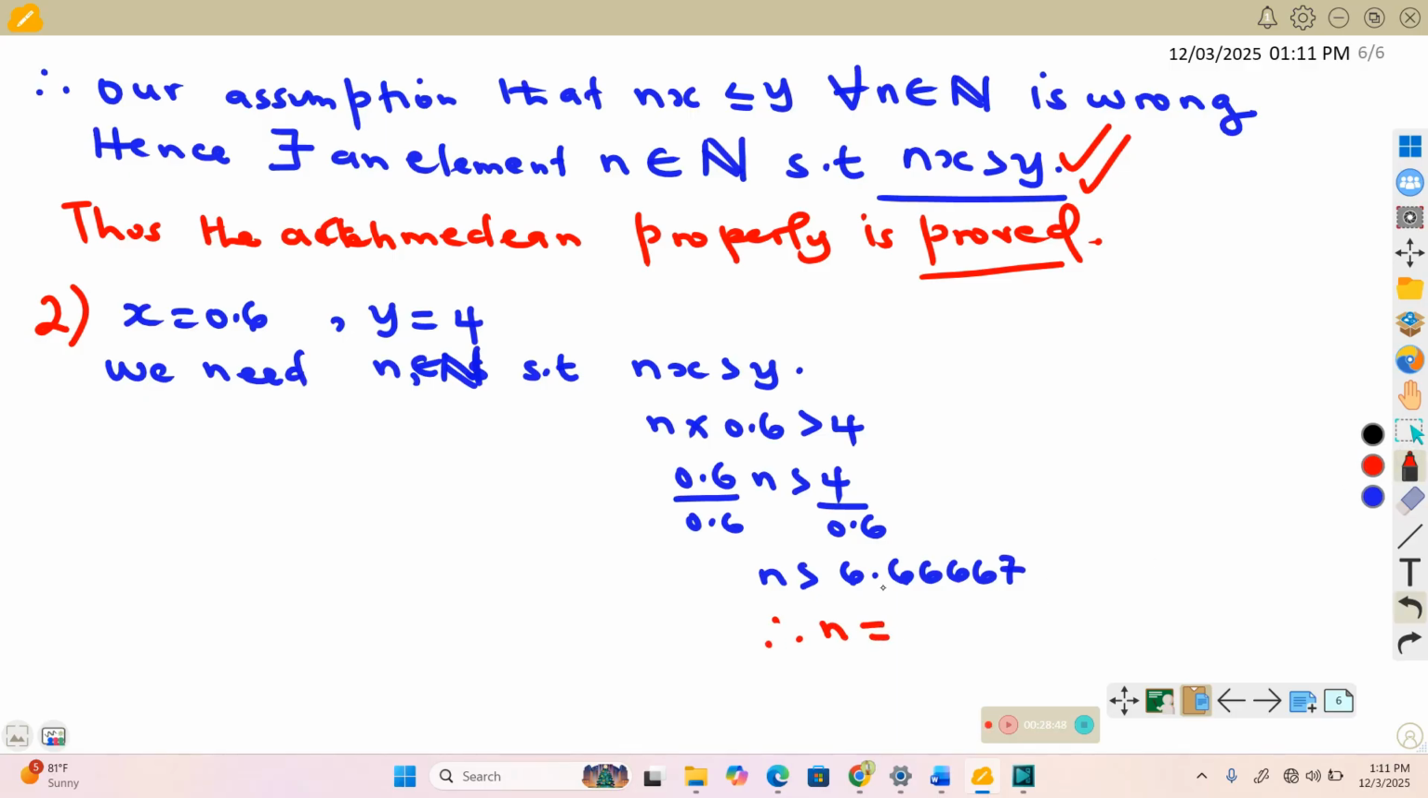So our value here should be n equaling 7. n equaling 7 is the smallest positive integer such that nx will be greater than y. If you get 7 times 0.6, does it give you a value greater than 4? 7 times 0.6 gives 4.2, and 4.2 is greater than 4. So the smallest positive integer which makes that statement true is n equaling 7, and that will be the answer for 2 part A.